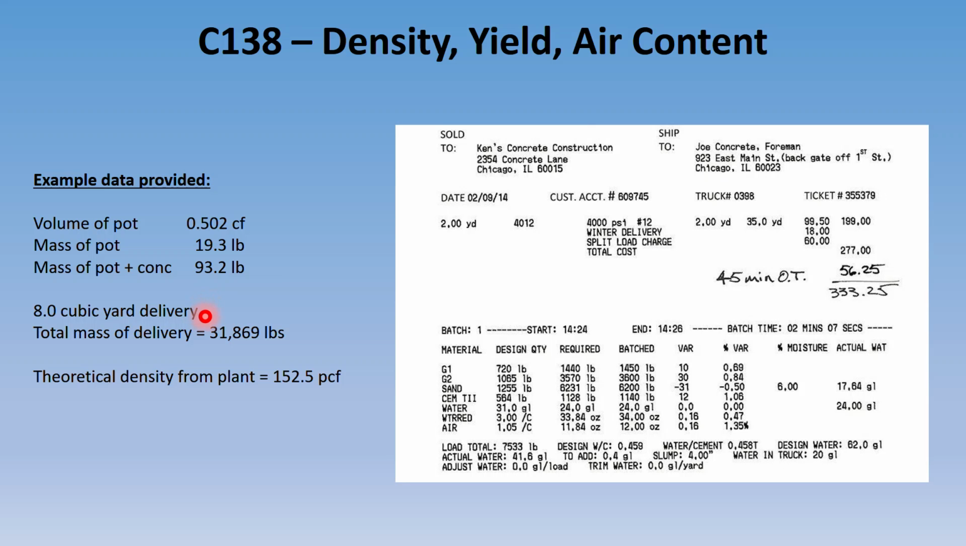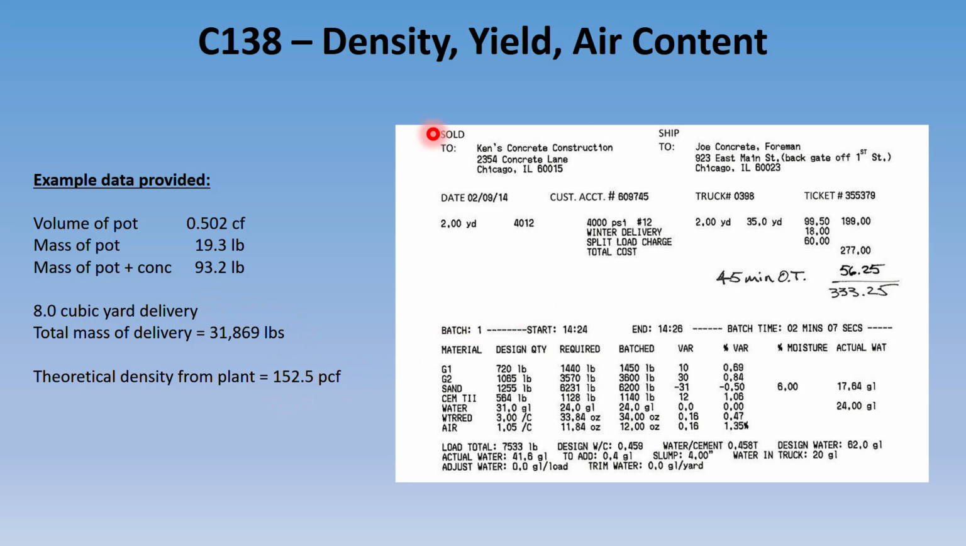We're dealing with an 8 cubic yard delivery of concrete from the batch plant, and the batch delivery ticket indicates a total mass of concrete being delivered of 31,869 pounds. The theoretical density of the concrete being delivered, determined by the batch plant, is 152.5 pounds per cubic foot. And some of this information comes along with each truck that shows up on a site.